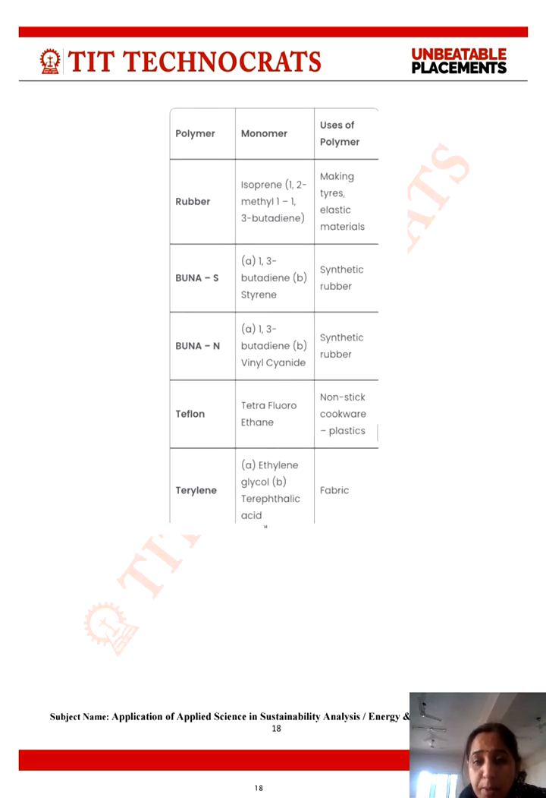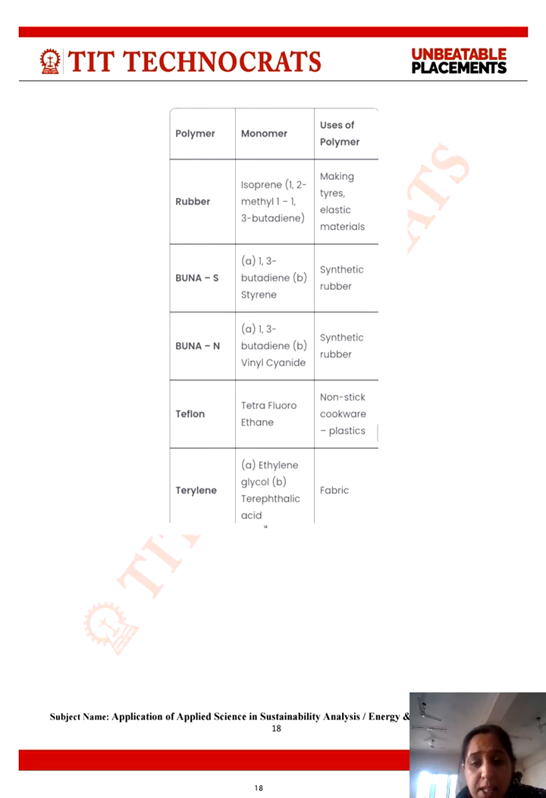Now there are some polymers we will study, that is rubber. You all know about rubber. Rubber is used for making tires and elastic materials. Buna S is also a type of synthetic rubber. Buna N is also a synthetic rubber. Buna N means butadiene nitrile.